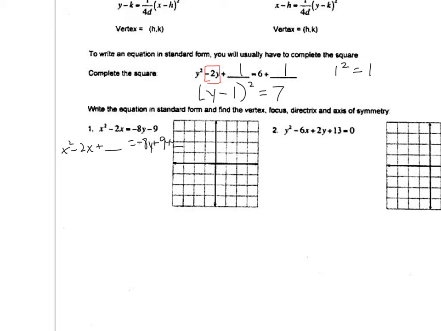So half of 2 is 1. 1 squared, we're going to add 1 to both sides. So this is x minus 1 quantity squared. The right-hand side, we have negative 8y and then negative 9 plus 1. So negative 8y minus 8. It is just a coincidence. Those are both negative 8s. It's probably not going to be like that again. But on the right-hand side, you do have to factor out what they have in common.